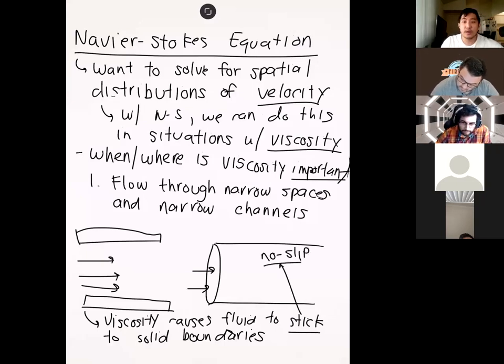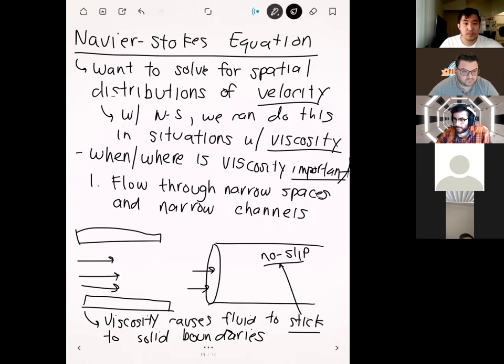And with this no slip condition, potential flow won't allow us to solve for these situations because potential flow basically assumes that the flow is going to slip. So basically, we're going to need Navier-Stokes when there's a solid surface and, as you'll see, a gradient in velocity. Okay, any questions on this?